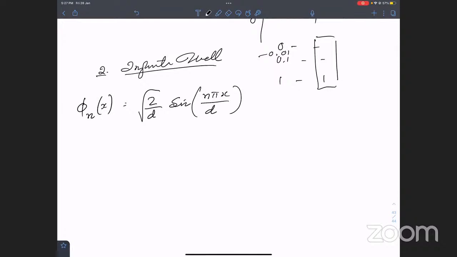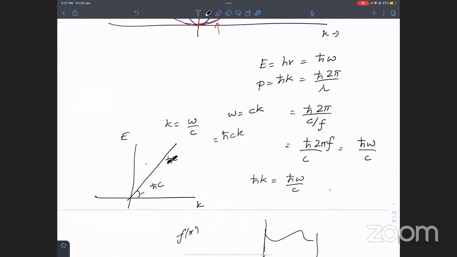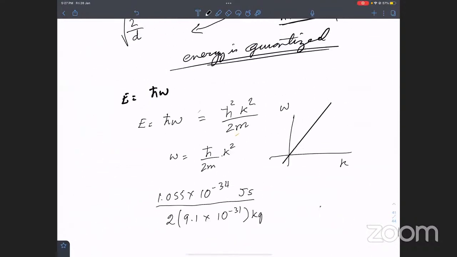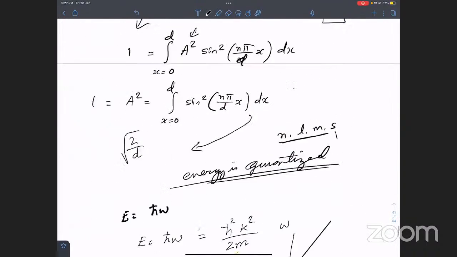So these are the nth energy eigenstates, and n can go from 1, 2, 3 all the way to infinity. And these are energy eigenstates, and their eigenenergy is n square h square pi square by 2md square.